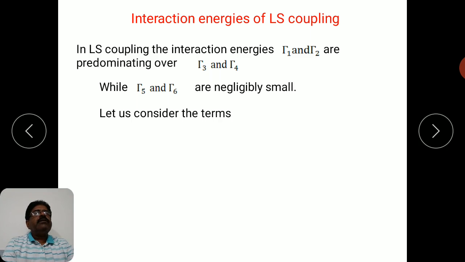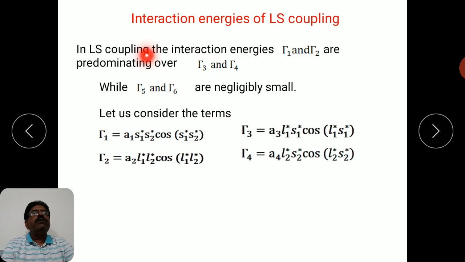Now let us consider the 4 terms which we have mentioned here, that is gamma 1, gamma 2 and gamma 3, gamma 4. We have already defined according to the formula, gamma 1 is equal to A1 S1 star S2 star cos of S1 star S2 star, and gamma 2 is A2 L1 star L2 star cos of L1 star L2 star. And these are the two term values represented by gamma 3 and gamma 4 for the vectors L1 S1 and L2 S2. So gamma 3 is A3 L1 star S1 star cos of L1 star S1 star, and gamma 4 is A4 L2 star S2 star cos of L2 star S2 star.